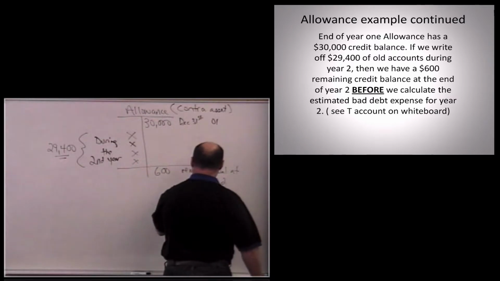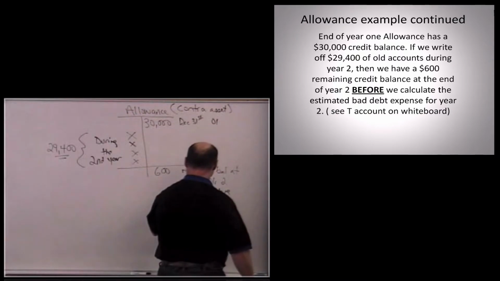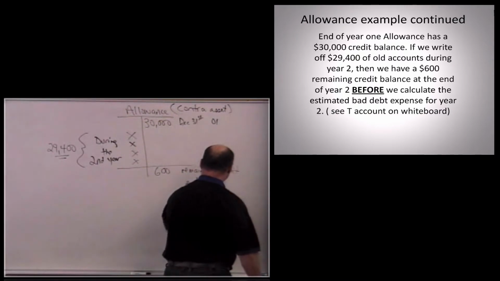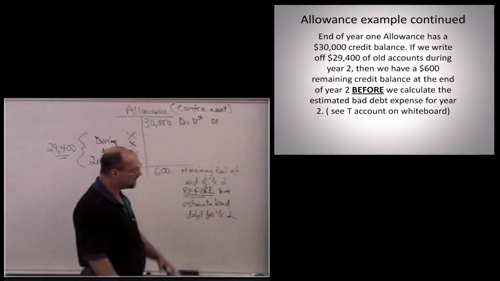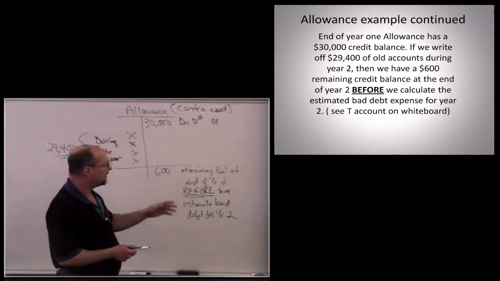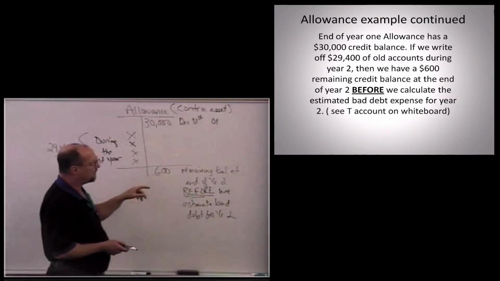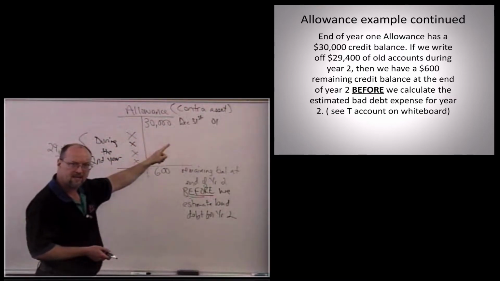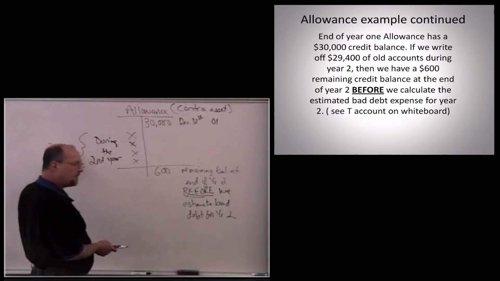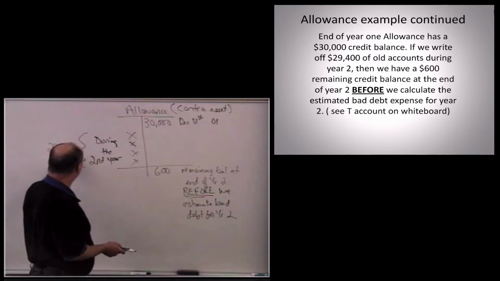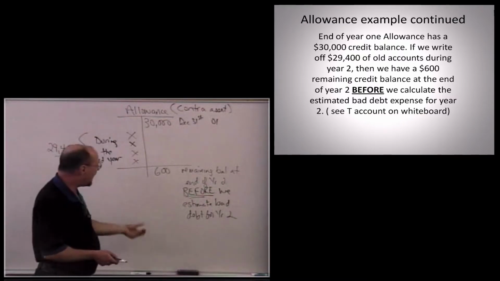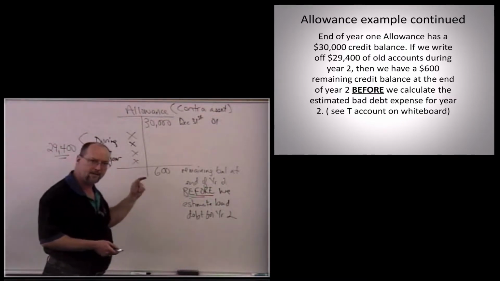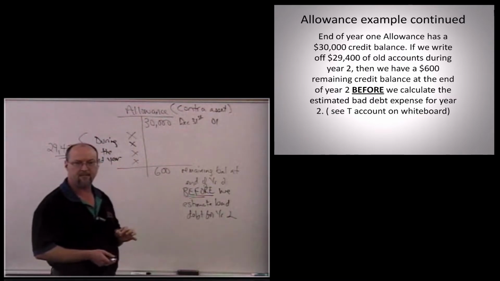And notice, this is before we estimate bad debt for year two. I'm writing it twice because it's very important. So I now have this $600 remaining balance. It's a credit balance because I slightly overestimated what was uncollectible. Had this number, instead of 29,400, been 30,700, for example, I would have a $700 debit balance because I slightly underestimated bad debt.